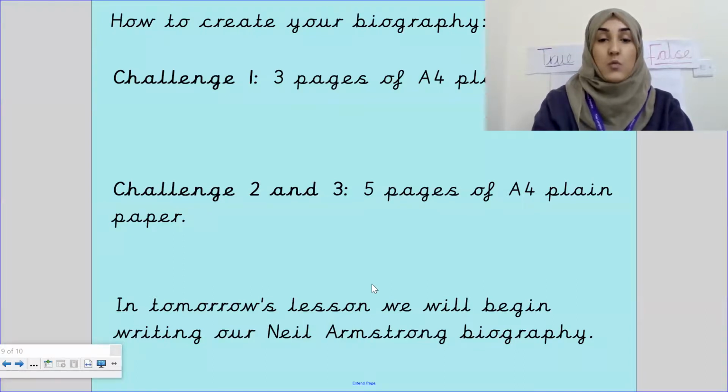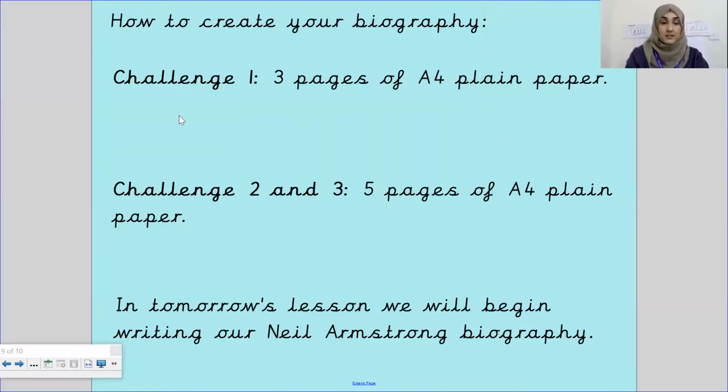Okay, all that we are doing in today's lesson is creating the actual book, the pages. We're not doing any writing, we're just creating the book. I have some pieces of paper in front of me. I'm first going to show you challenge 1. This is what you will need. You will need an A4 piece of paper. It says plain there. I didn't actually have plain, so I've got lined. But if you have plain, use plain. If you don't, you can just use lined. Or if you have coloured pieces of paper, that would work as well. That would actually make it a bit more exciting.